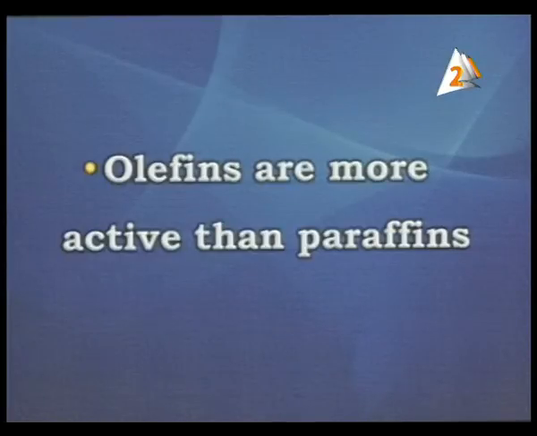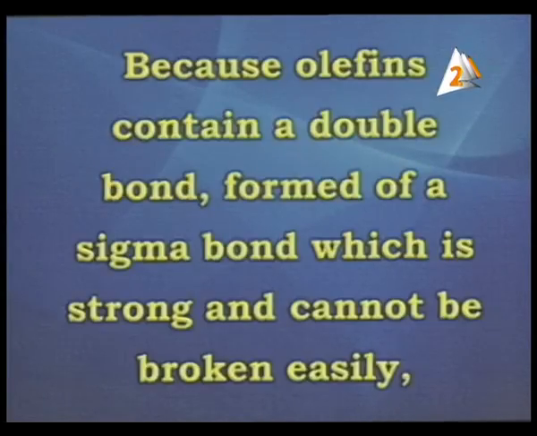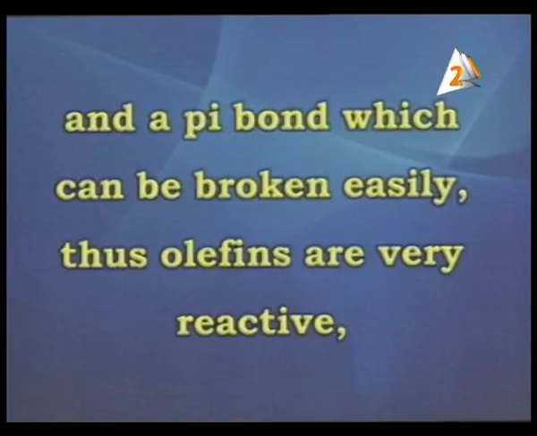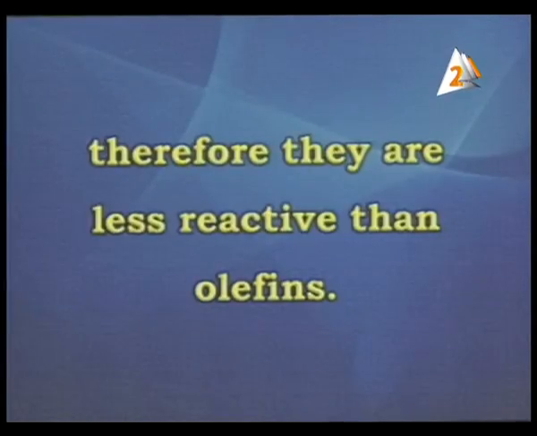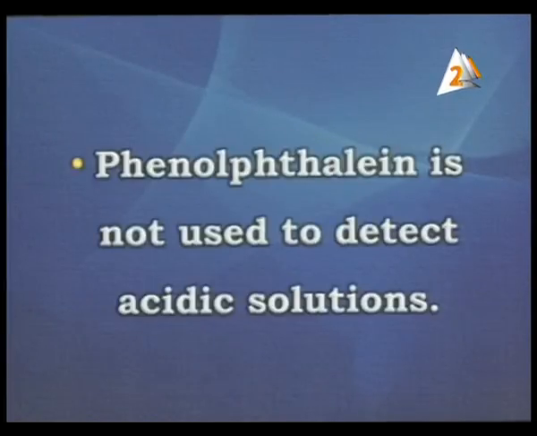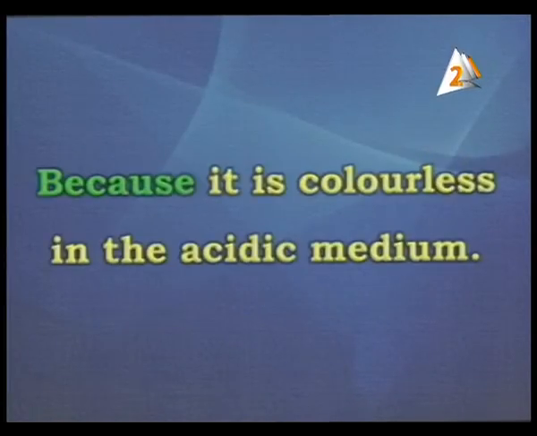Olefins are more active than paraffins because olefins contain a double bond formed of a sigma bond, which is strong and cannot be broken easily, and a pi bond, which can be broken easily, thus olefins are very active, while paraffins contain single bonds only between the carbon atoms of sigma type, which cannot be broken easily. Therefore, they are less reactive than olefins. Next point, phenolphthalein is not used to detect acidic solution because it is colorless in the acidic medium.